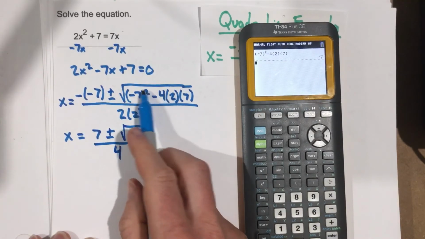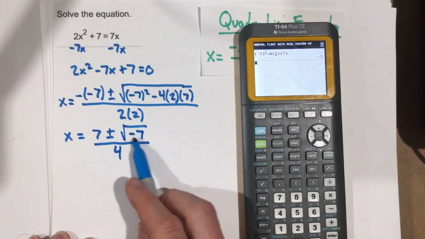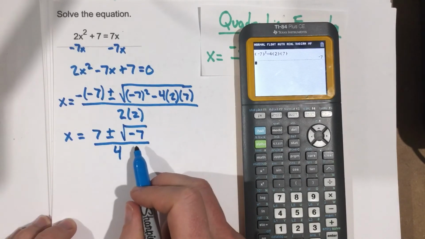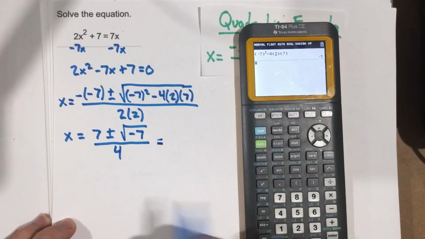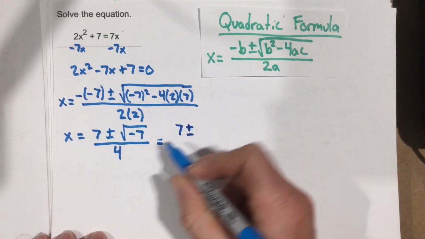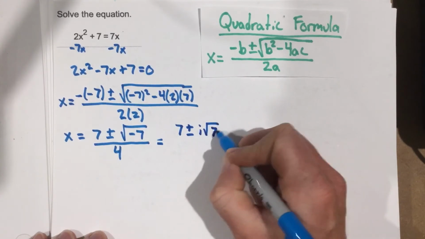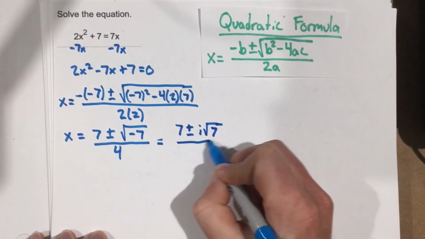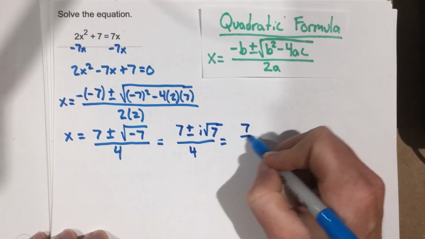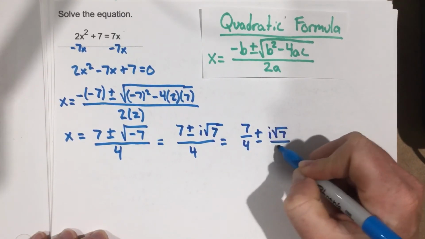Now this part right here is what's called the discriminant. And you're going to see that anytime your discriminant is negative, you know that you're going to get complex numbers. So I'm going to write that now as equal to 7 plus and minus. Remember, anytime we have that negative inside there, we're going to say i root whatever that number is. i root 7 over 4. Now I'm going to split it, so it's 7 over 4 plus and minus i root 7 over 4.